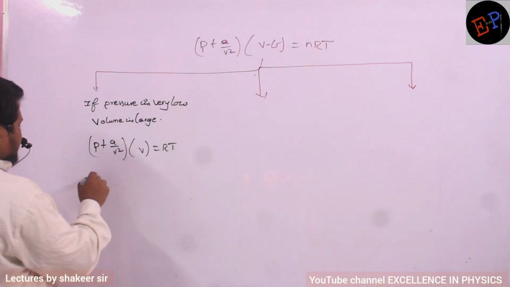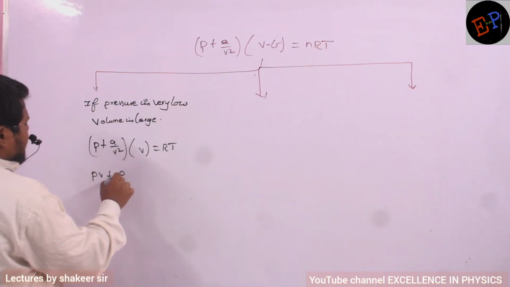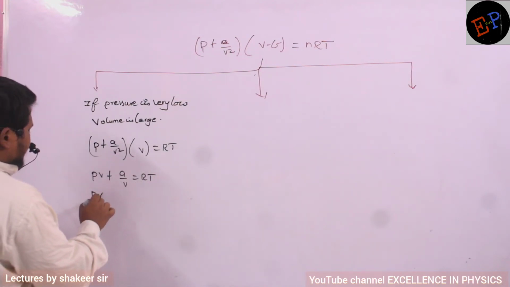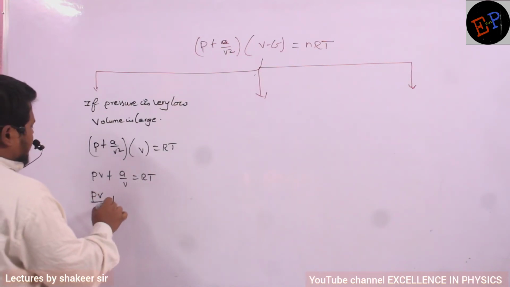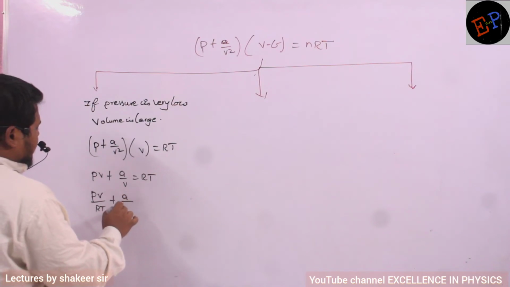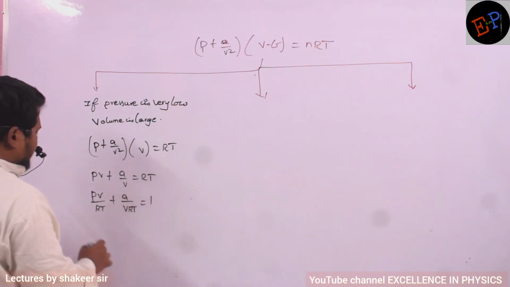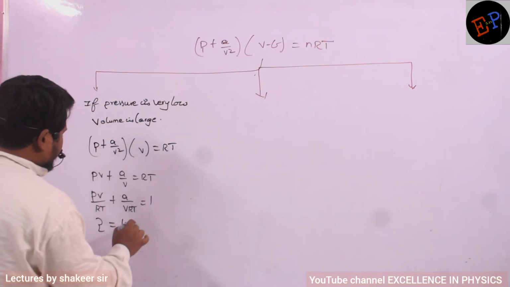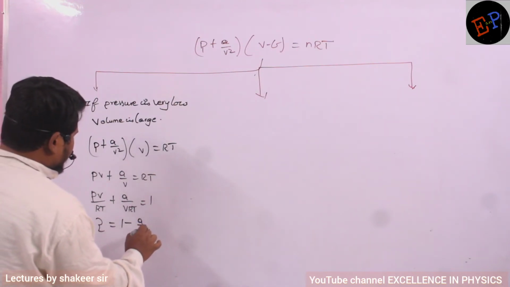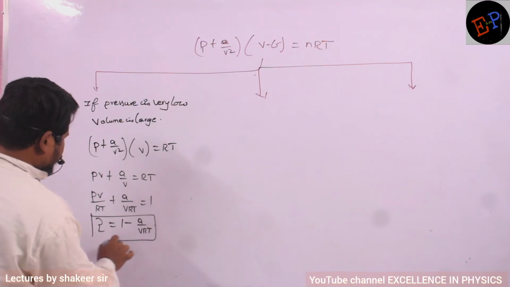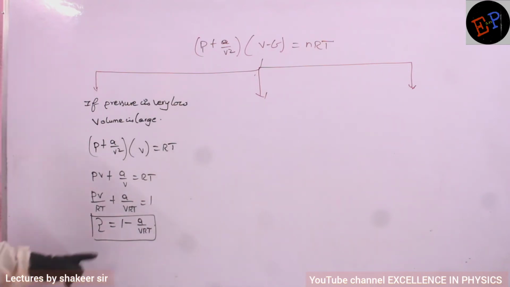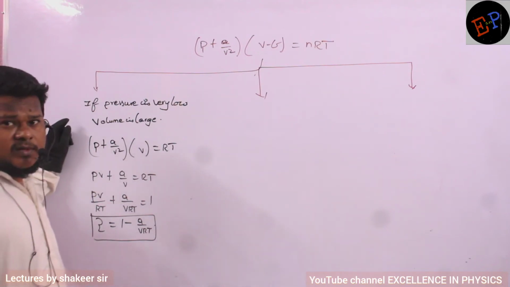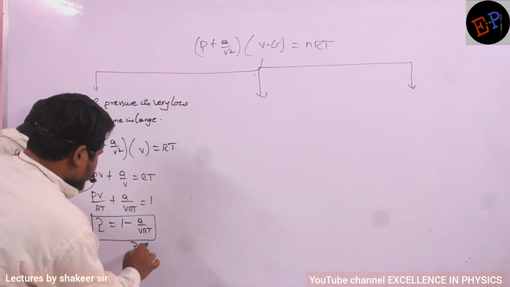Now we will multiply this, so PV + a/V = RT. Divide everything by RT, so PV/RT + a/(VRT) = 1, and PV/RT is called Z, the compressibility factor. So Z = 1 − a/(VRT). This is the equation which I got. By looking at this equation, I can say that the Z value is less than 1.